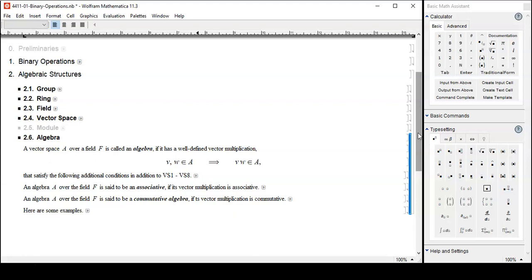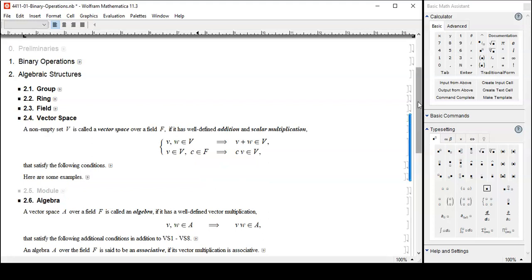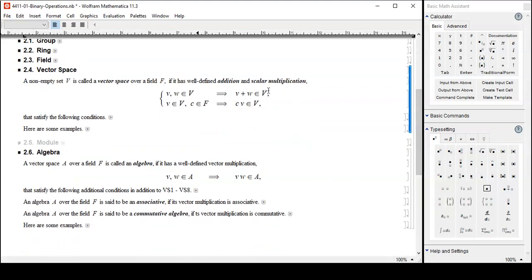An algebra is a vector space with a new operation, a vector operation. So a vector space has 2 operations, vector addition and scalar multiplication. Algebra has 3, vector addition, scalar multiplication, and vector multiplication.